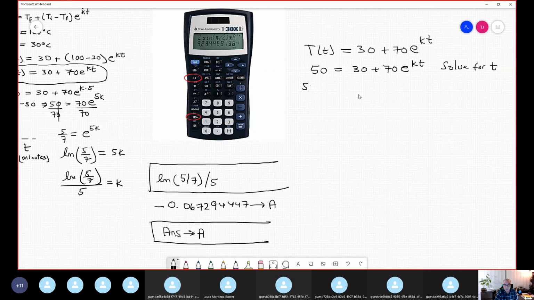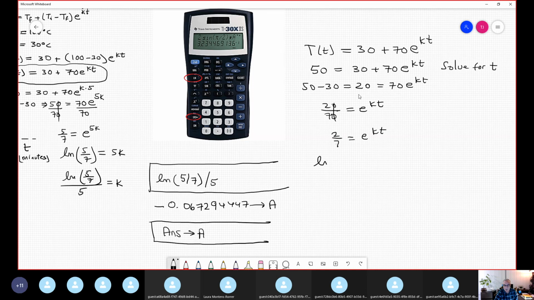Let's do it. 50 minus 30, 20. 20 is equal to 70 e to the kt. You divide by 70 both sides. 20 divided by 70 is equal to e to the kt. Actually, this is 2 over 7, no? Because you cancel out that 0. 2 over 7 is equal to e to the kt. Now I'm ready to apply logarithm on both sides. Ln of this is equal to kt, for the same reason I explained before. Now t is my goal. ln 2 over 7 is equal to kt.